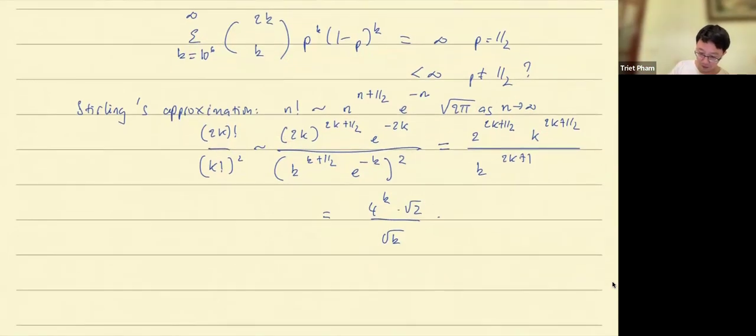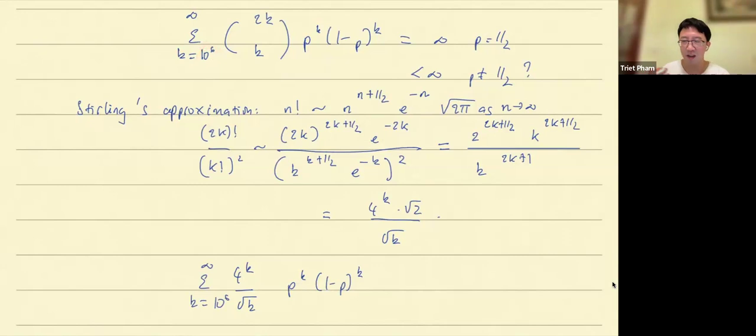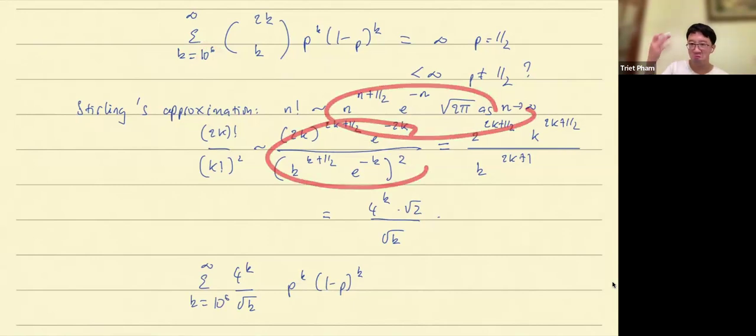And so you have 4 to the k over square root of k, times p to the k times 1 minus p to the k. And we see what's going on here. This is the sum. And if you prefer 1,000,000 or so, it doesn't matter. I just use 1,000,000 as a symbol to say that the Stirling approximation starts to be correct at that point.